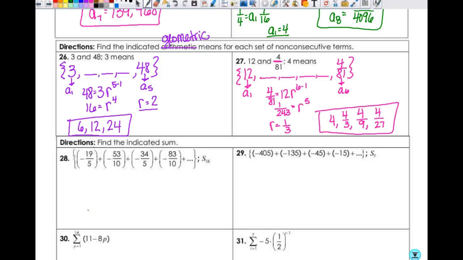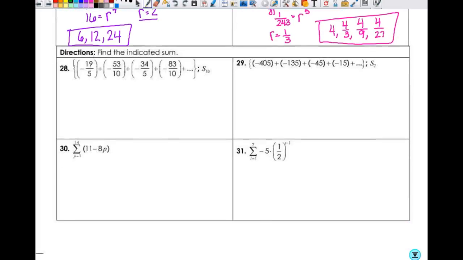All right, so now 28. We're moving on to the indicated sum, which means these are series, right? So the first thing you have to do is decide whether it is arithmetic or geometric before you can move on with that. And once you check out the differences here and see if you can figure out D or you can figure out R, try it by taking this minus this and this minus this. If that doesn't give you anything that matches, then this divided by this divided by this, right?